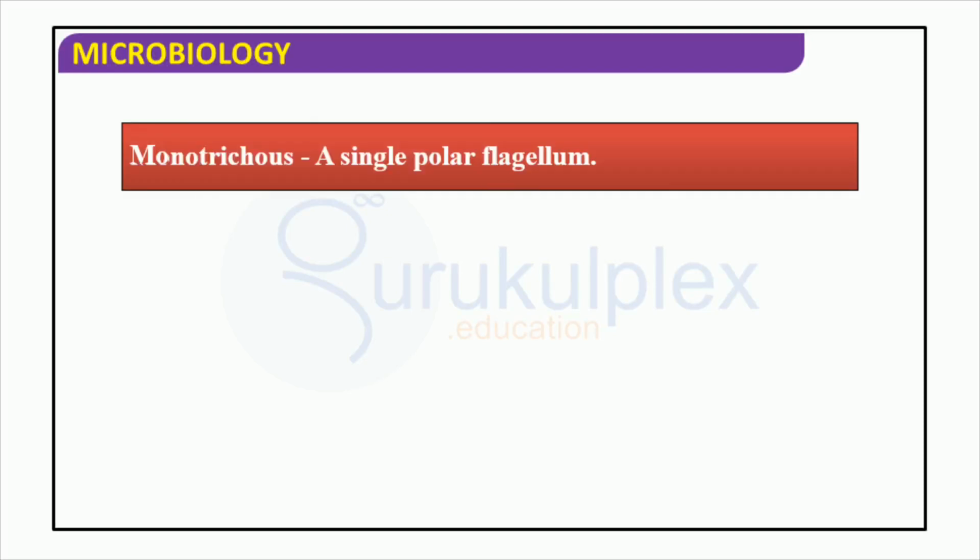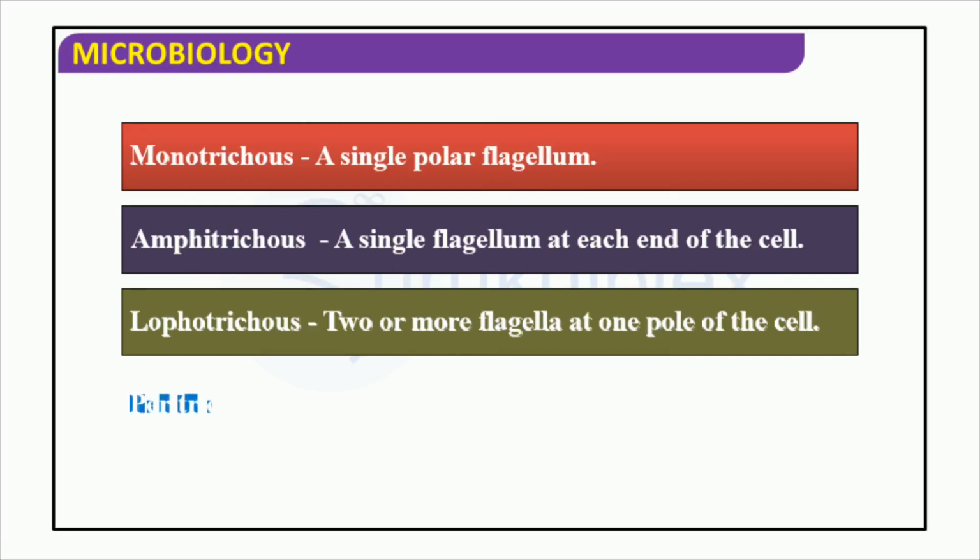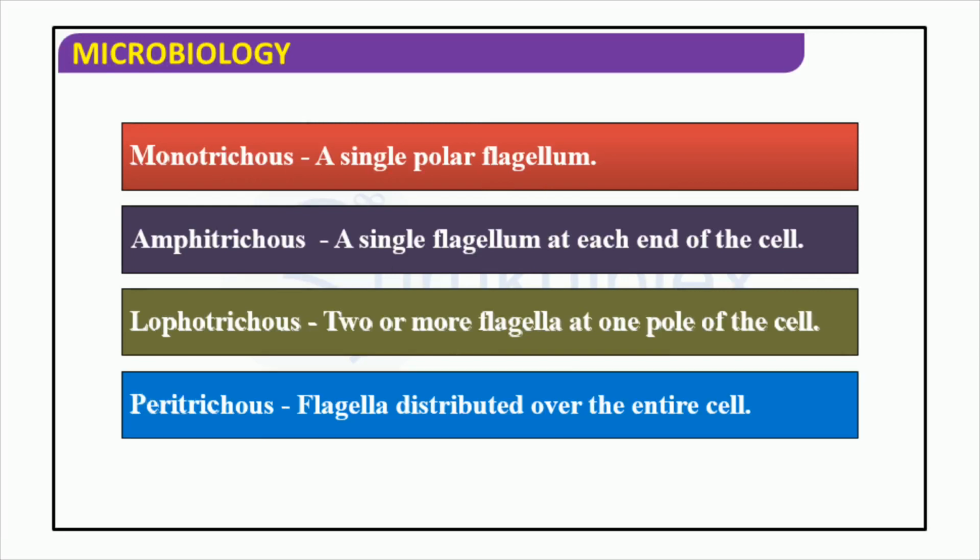Understanding the different types of bacteria is essential for understanding microbiology, which is why the slide presented is titled, Bacteria. It shows four types of bacteria with each possessing unique characteristics. Monotrichous bacteria have a single polar flagellum, while Amphitrichous bacteria have a single flagellum at each end of the cell. Lophotrichous bacteria have two or more flagella at one pole of the cell, and finally, Paratrichous bacteria have flagella distributed over the entire cell. The shapes and sizes of bacteria are largely dependent on the type of flagella they possess.